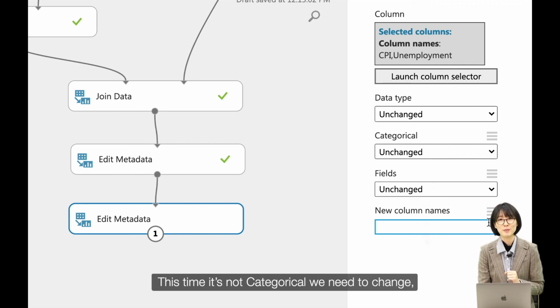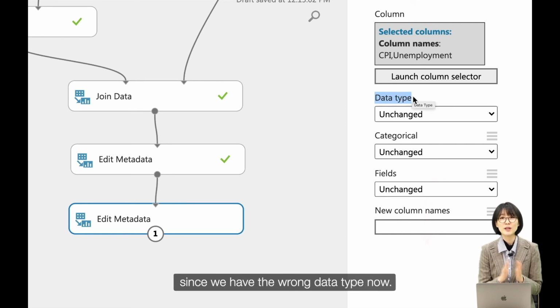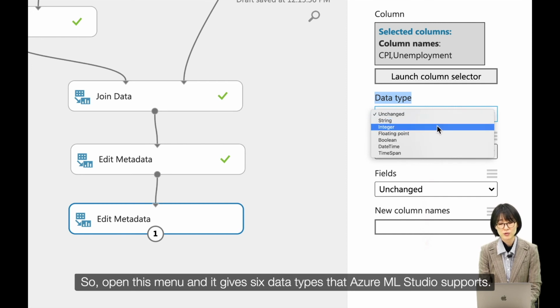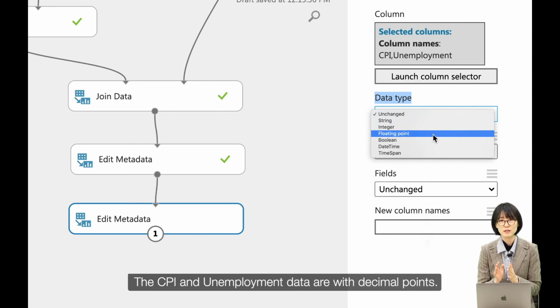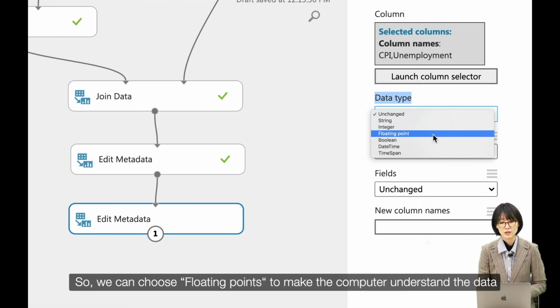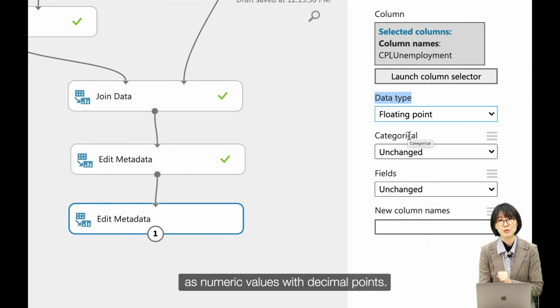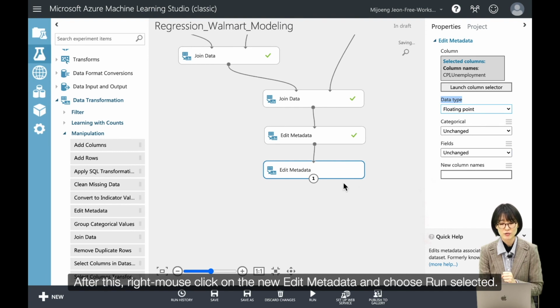This time it's not categorical we need to change, but it's data type above it, since we have the wrong data type now. So, open this menu and it gives 6 data types that Azure ML Studio supports. The CPI and unemployment data are with decimal points. So, we can choose floating points to make the computer understand the data as numeric values with decimal points. After this, right mouse click on the new Edit Metadata and choose Run Selected.